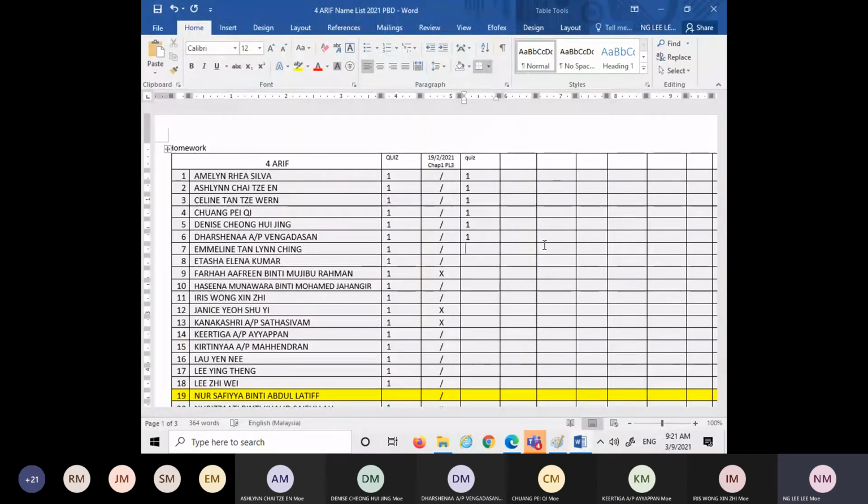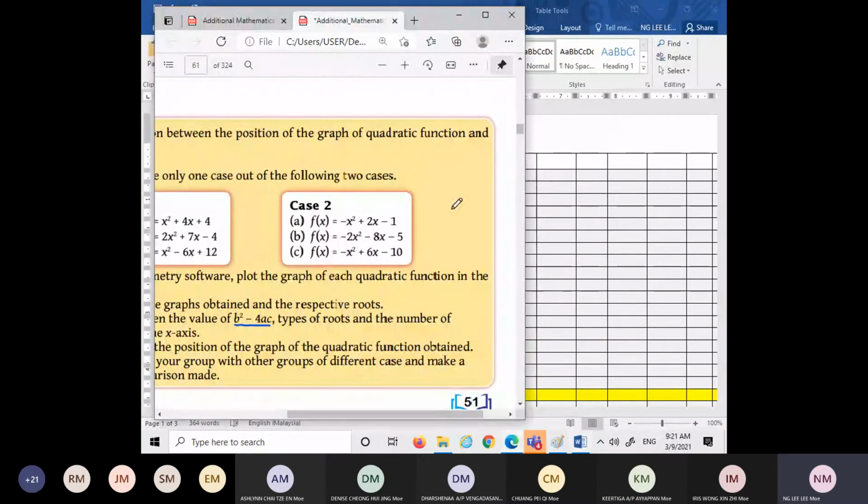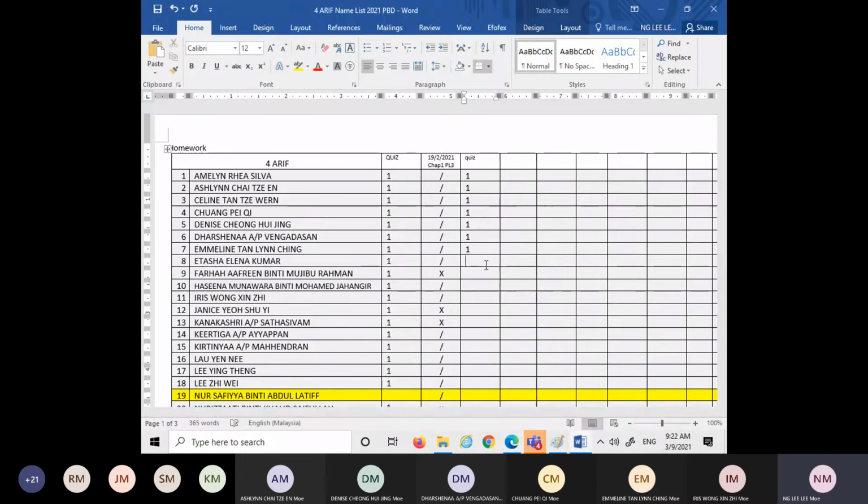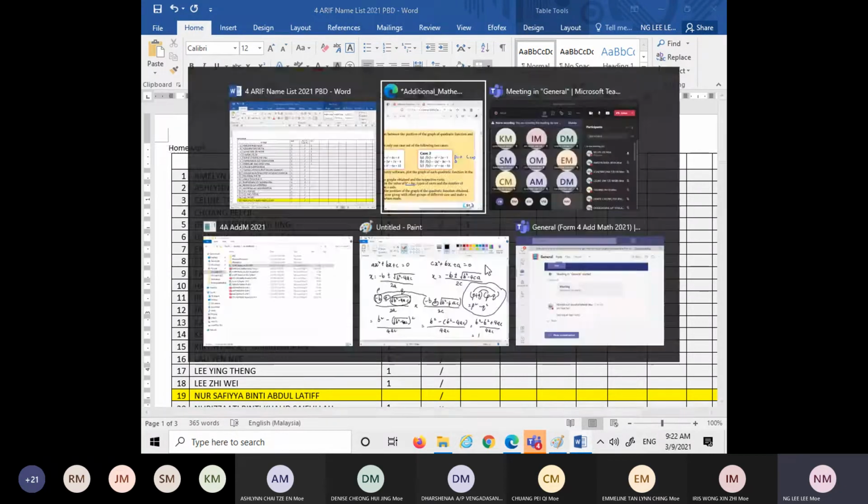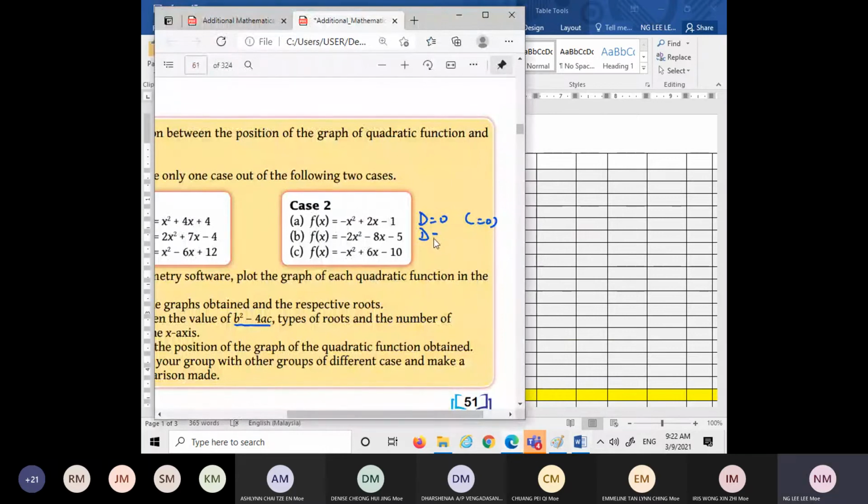Next, Emmeline. Can you do case 2A for me? Teacher, it is equal to 0. Okay, the first one is equal to 0. Next girl is Itasha. 24. I don't calculate all. If your friend is wrong, please let me know.